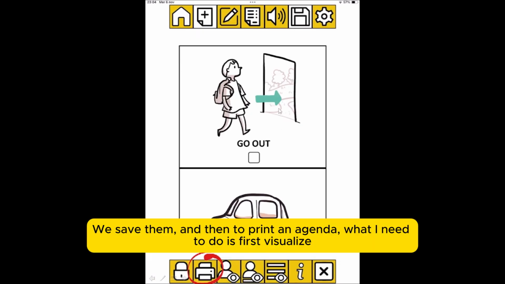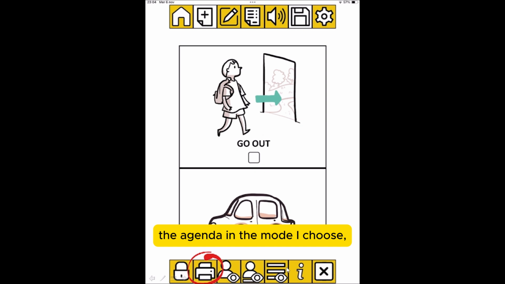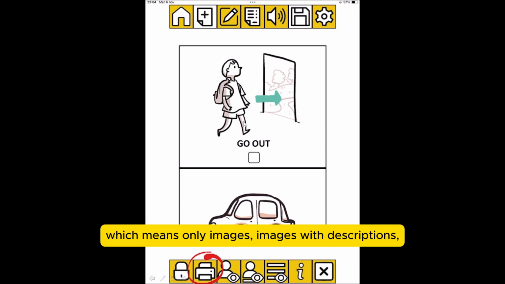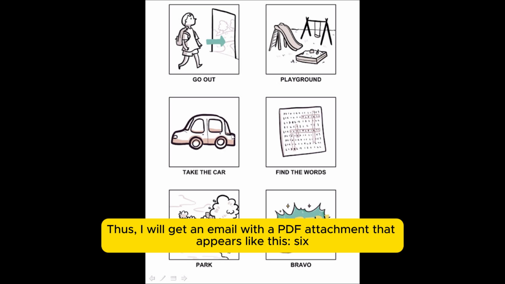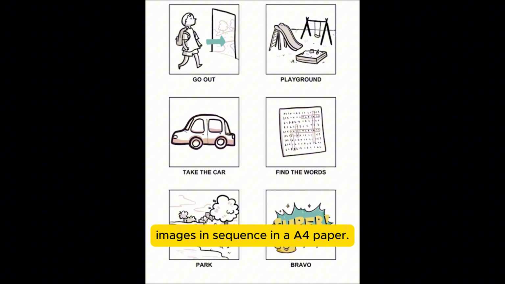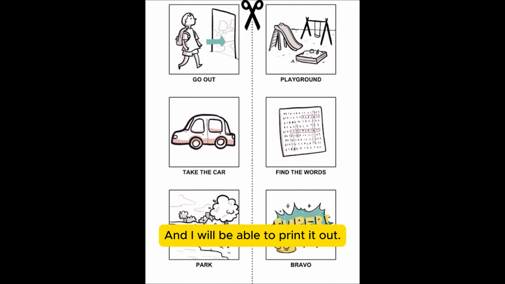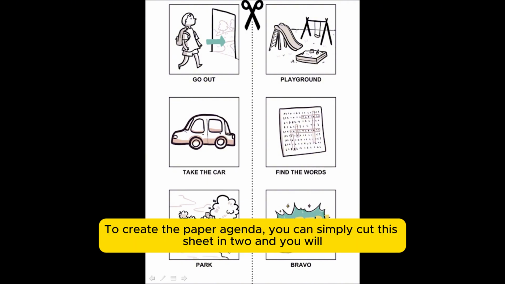We save them, and then to print an agenda, what I need to do is first visualize the agenda in the mode I choose, which means only images, images with descriptions, or just text. Then, once I am in the view, I click the print button from here. Thus, I will get an email with a PDF attachment that appears like this: 6 images in sequence in an A4 paper. And I will be able to print it out. To create the paper agenda, you can simply cut this sheet in two and you will get a vertical strip.